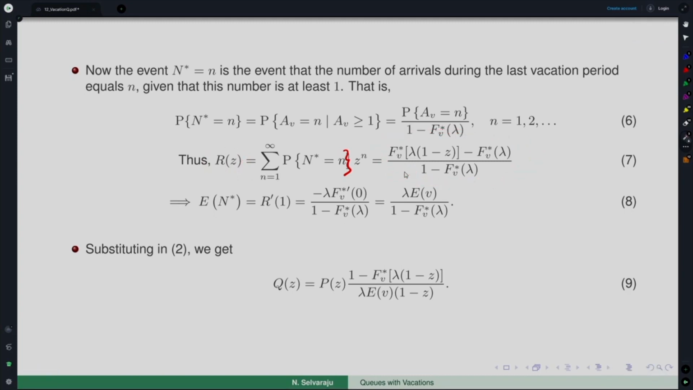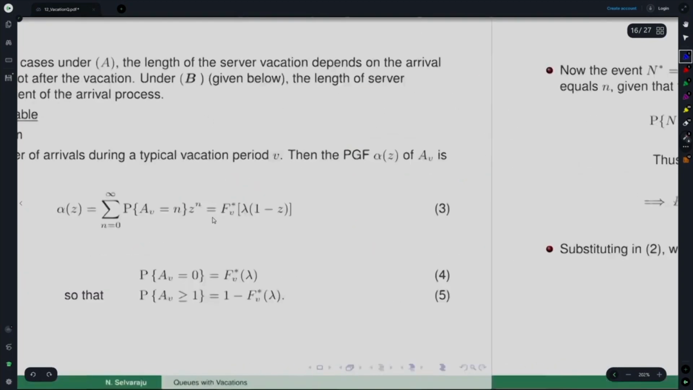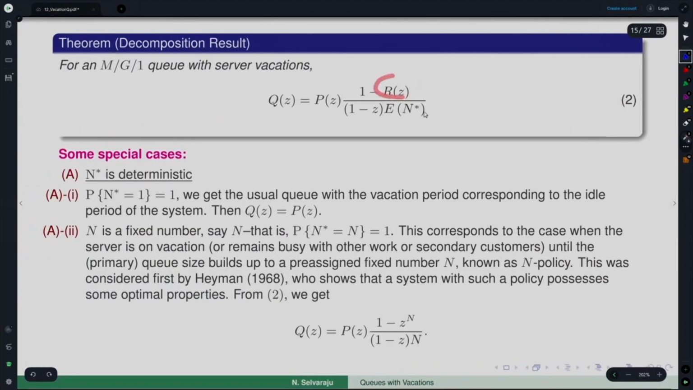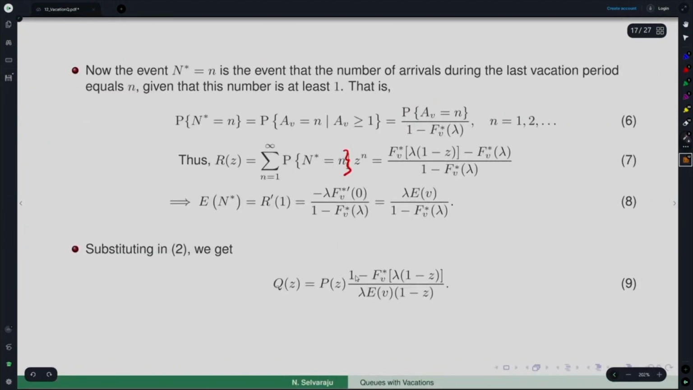This is the PGF, and from there I can obtain the expectation of N star as the derivative of R evaluated at 1, which will give you this quantity. This quantity is nothing but the expectation of V, the expected duration of the vacation, which we already know. So, from here you directly get this constant. This is the expectation of N star. Now, R of Z we have found, and the expectation of N star you have found, so you can substitute here to get this expression in this particular case of the M/G/1 with multiple vacation model.